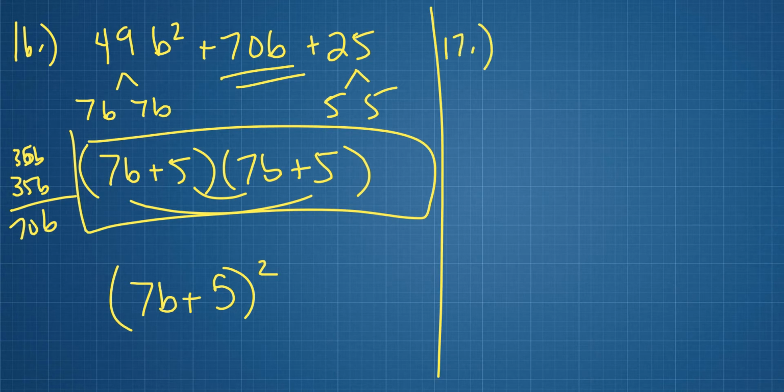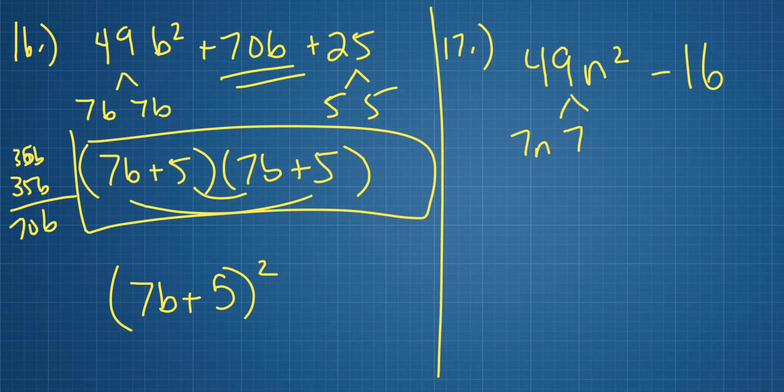17 is a very similar concept. 17 is actually easier because it's 2 terms. 2 terms should always be easy. If they don't have anything in common, which they don't, they both don't have an n, there's not a number that goes into both of them, you better hope they're both perfect, which they are.